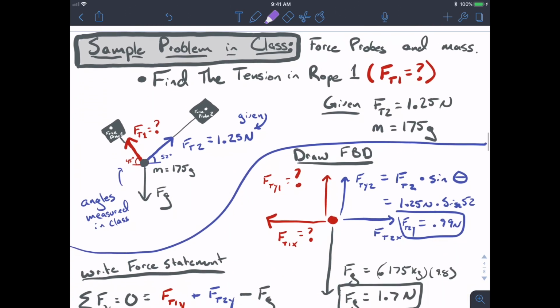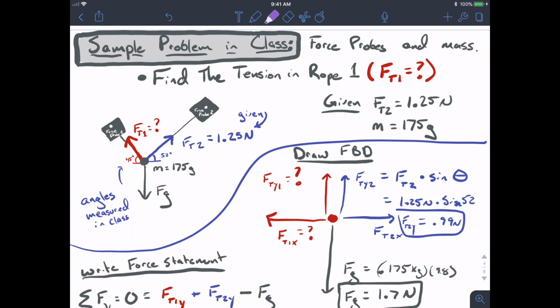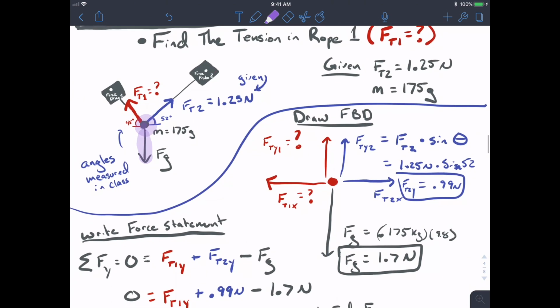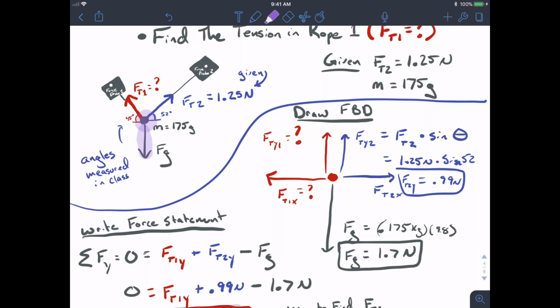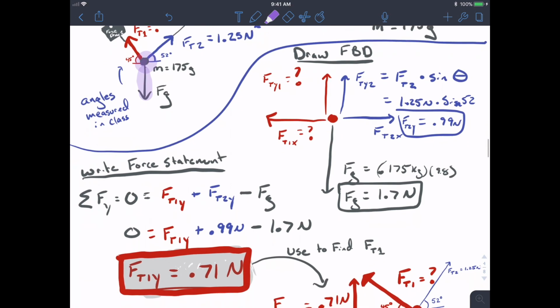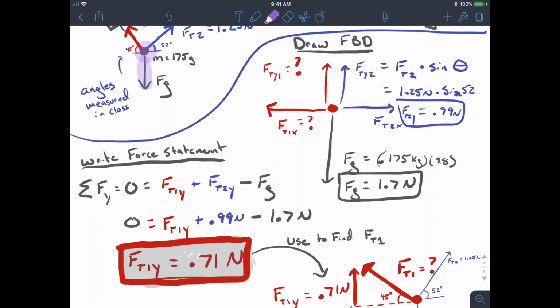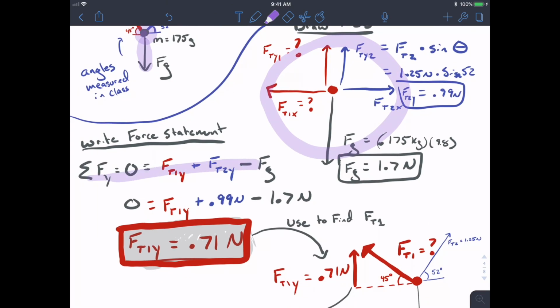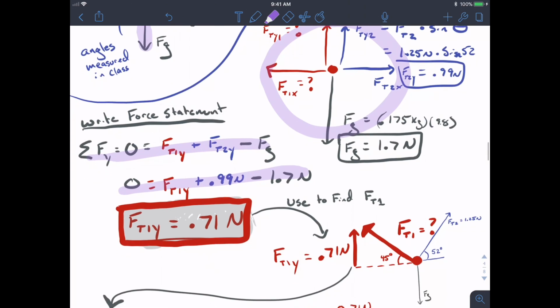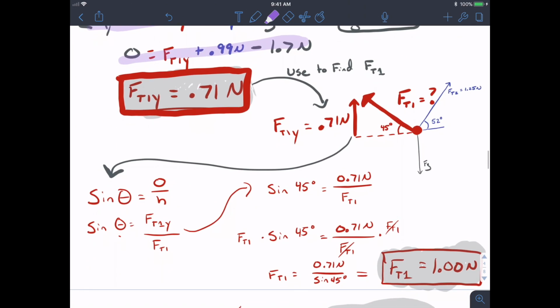We did another tension problem in class, and here's an example where something was being pulled down. Here's our mass right here. Something is being pulled down by the force of gravity, and then we have two ropes that were holding it at different angles. We measured the angles in class, and then we were able to figure out what the tension would be in each rope from that. So we redrew our free body diagram, as you can see over here. We wrote our force statements, and we were able to solve the problem.